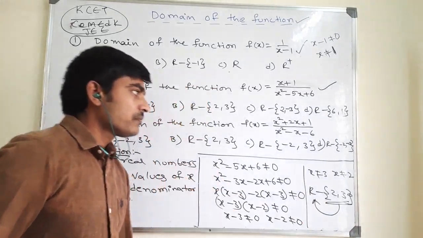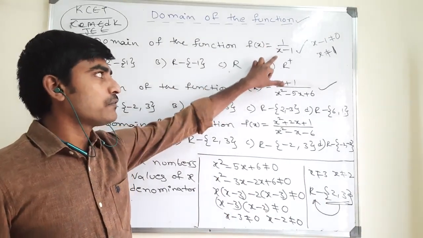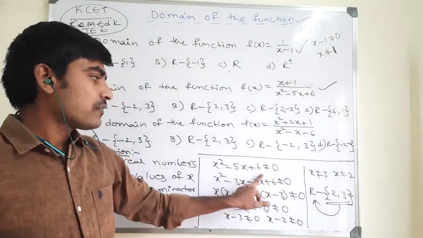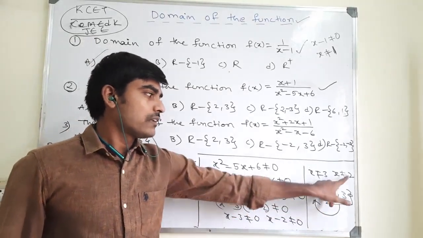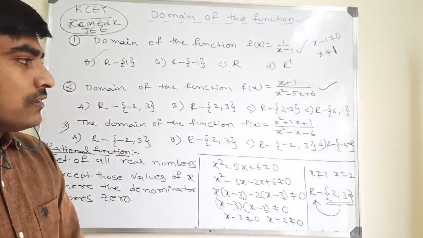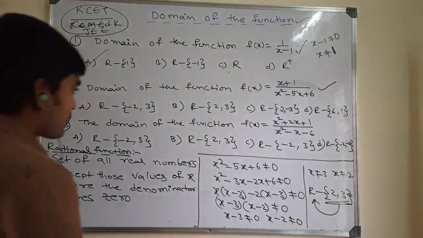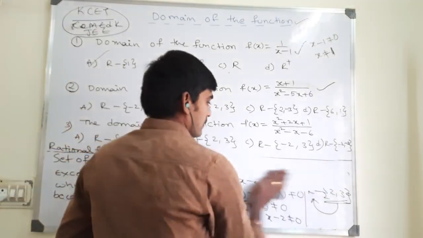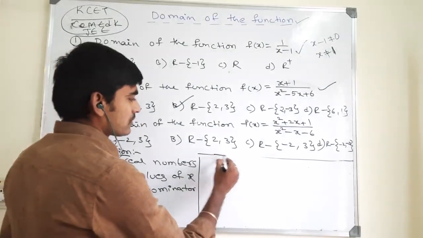This is the domain. Whenever they give you a rational function, meaning a by b form, the denominator value is not equal to 0. Then we solve it, and once we solve it we can say except those values, all real numbers are satisfied. Okay students, I hope you all are understanding what I am saying. The next question. So which option is correct then? Option B. Go to next. Third one. It is very easy. Basic things you should know first.